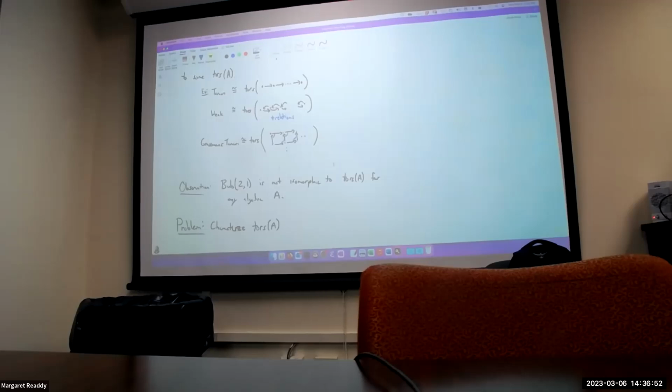And Christina asked me earlier today why I know that this is true, and my answer was I went to lunch with some representation theory people, showed them this, and they said no, there's no way to do this with an algebra. So anyway, I'm just kind of quoting them.